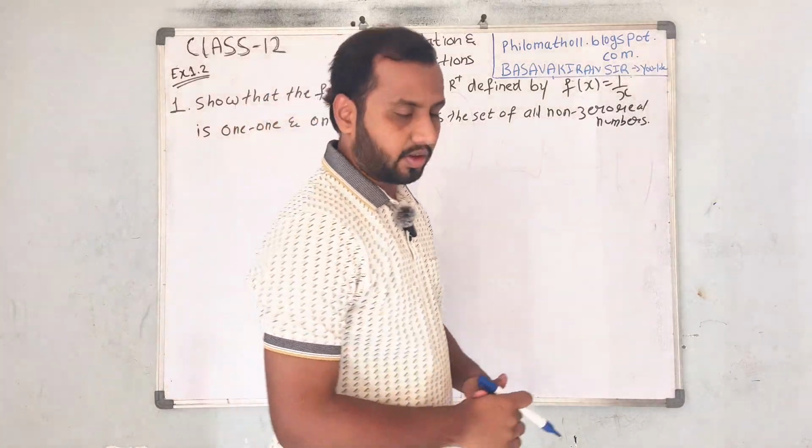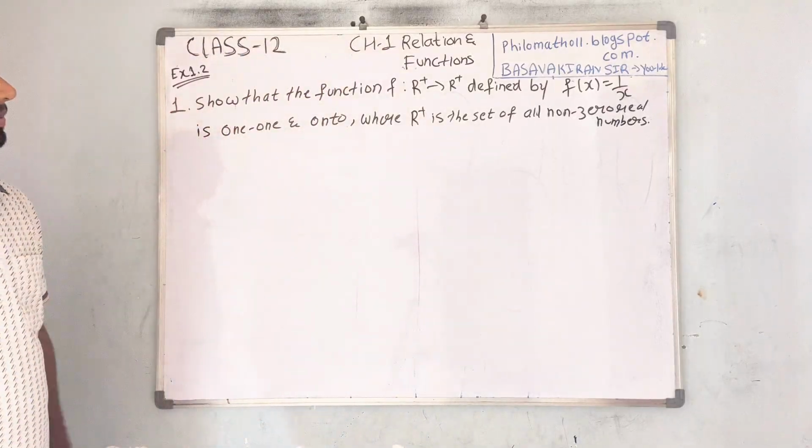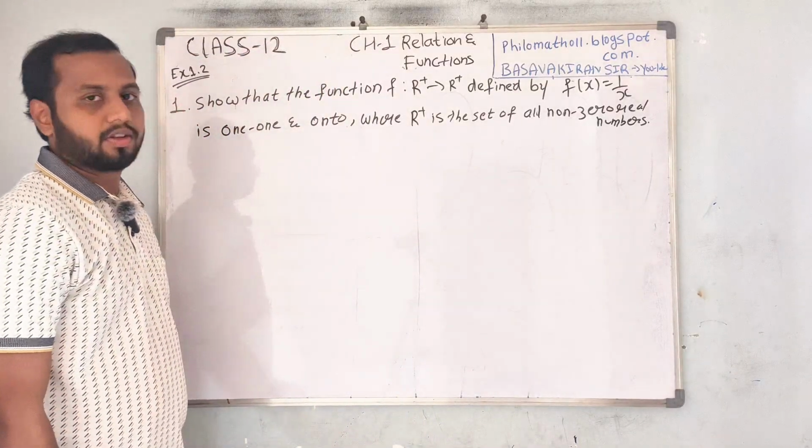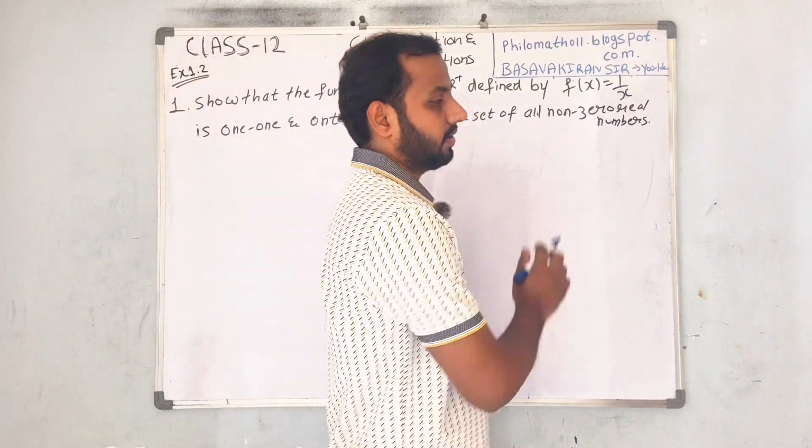Now let us start with exercise 1.2. First question: show that the function f from R to R defined by f of x equals 1 by x is one-one and onto, where R is the set of all non-zero real numbers.